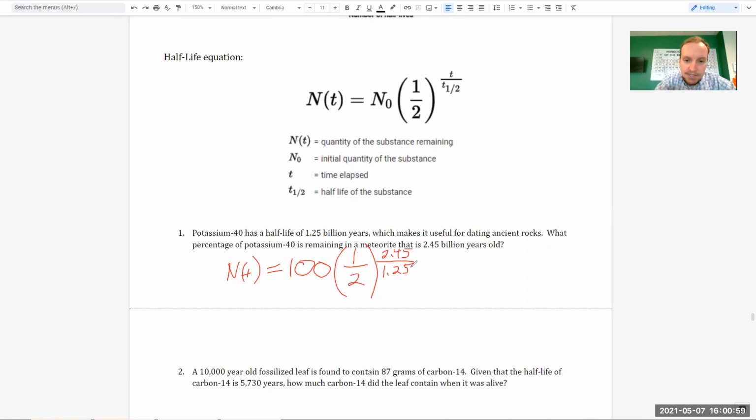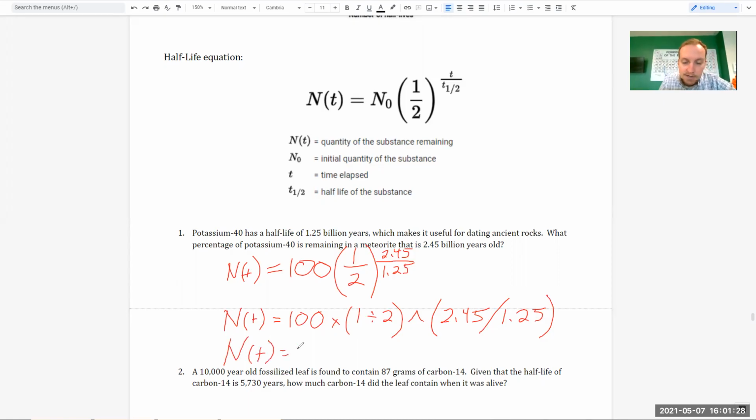Okay, so to get this into N_T, this is what I'm going to type into my calculator. I'm going to do 100 times parentheses 1 divided by 2 parentheses caret, open parentheses 2.45 divided by 1.25 close parentheses. So that's how I'm going to type it into my calculator in order to get it right.